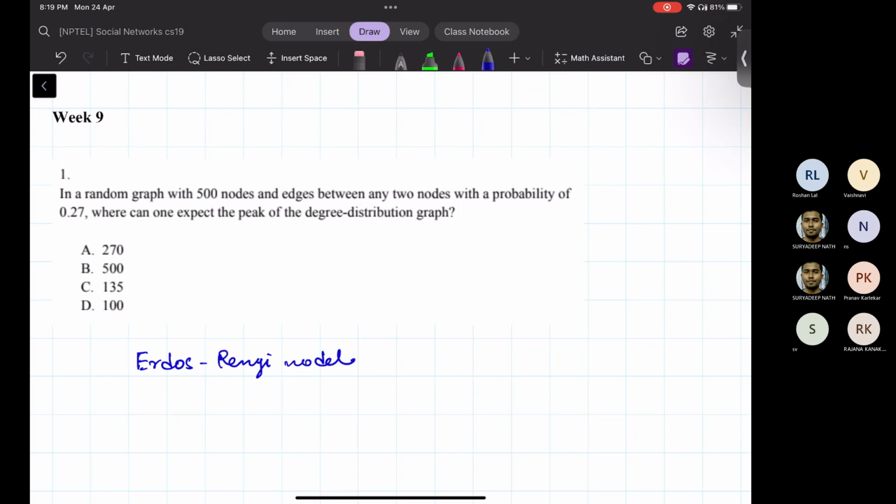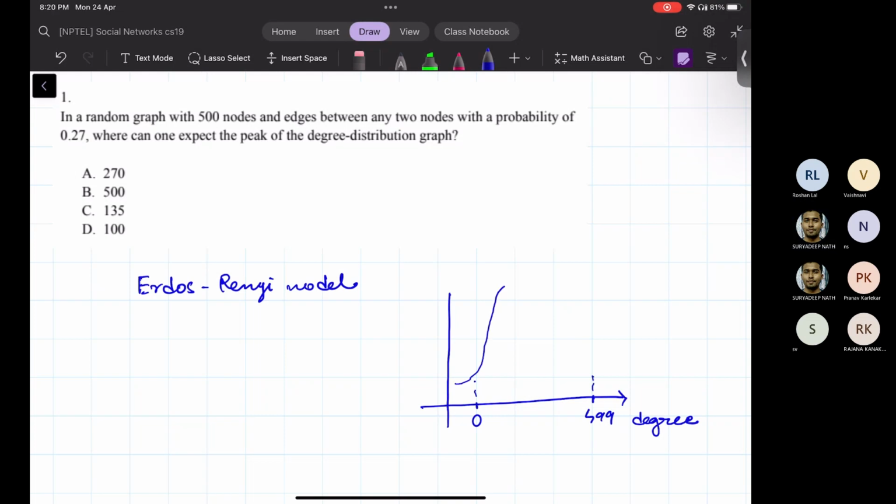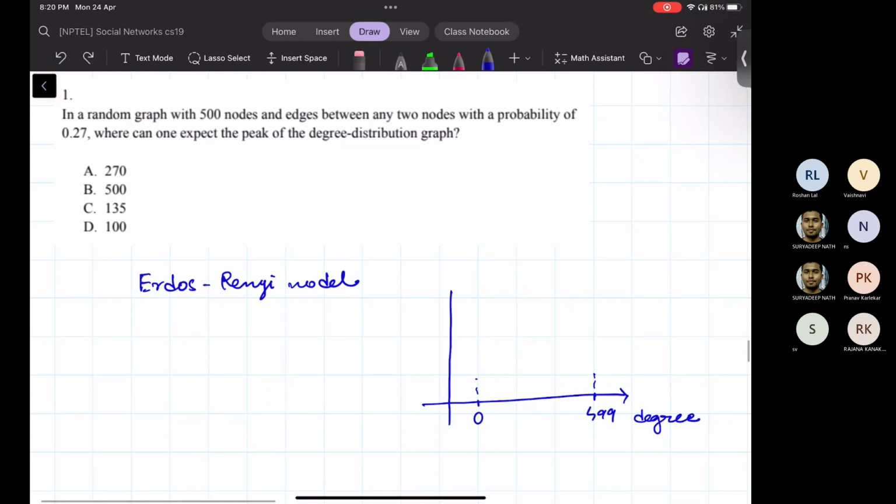So it looks like this. You have degree, which could be 0 or a maximum of 499. This is degree, and it is a normal distribution whose peak is the mean of it, where the peak will occur.